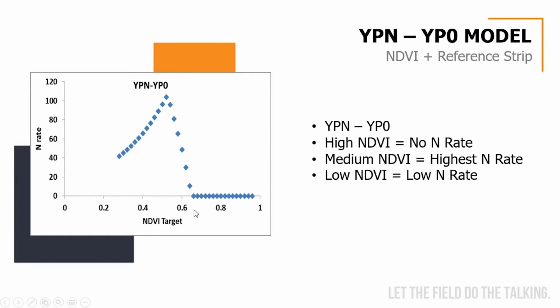And so in this model here on the right side, this is the high NDVI, or where that enriched strip is. So this is yield potential with a limited amount of nitrogen. We're not really going to apply any nitrogen above the enriched strip, because there's a low demand for nitrogen due to the soil nitrogen that's already there.